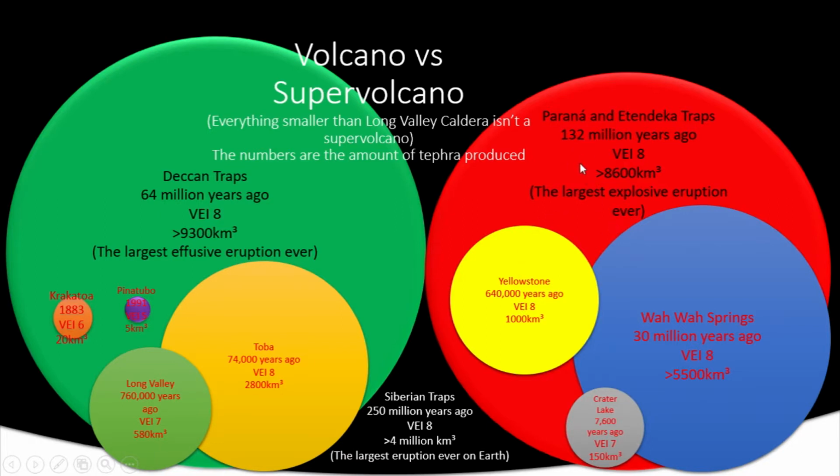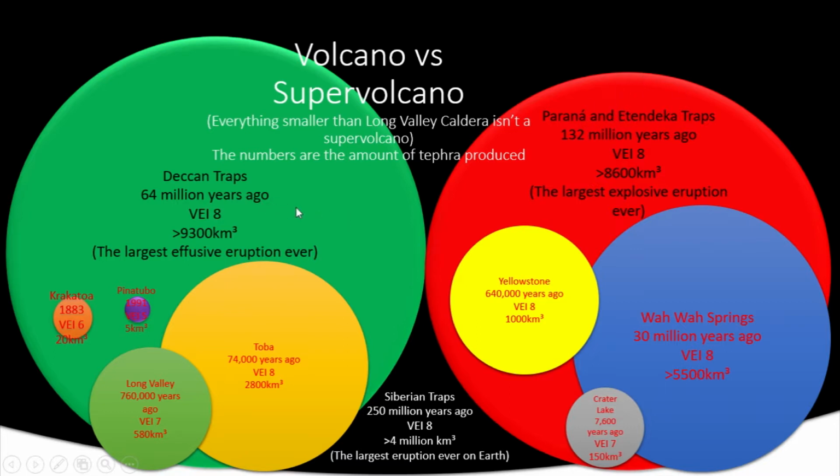Paraná and Etendeka traps, 132 million years ago, VEI 8, more than 8,600 cubic kilometers. The largest explosive eruption ever. You may want to know explosive versus effusive. Explosive is Krakatoa, a big explosion. Effusive is multiple small explosions, gentle stuff, not as violent. This one happened in South America, as far as I remember.